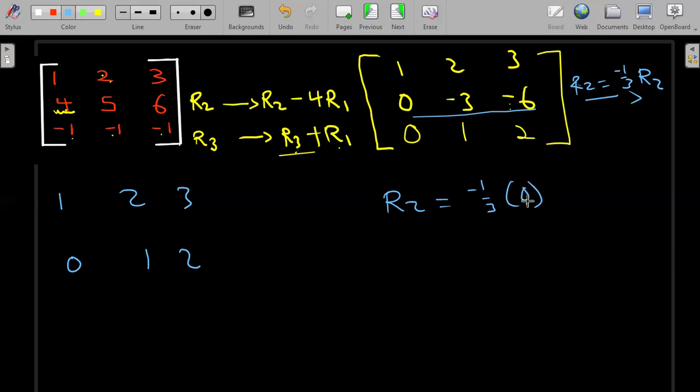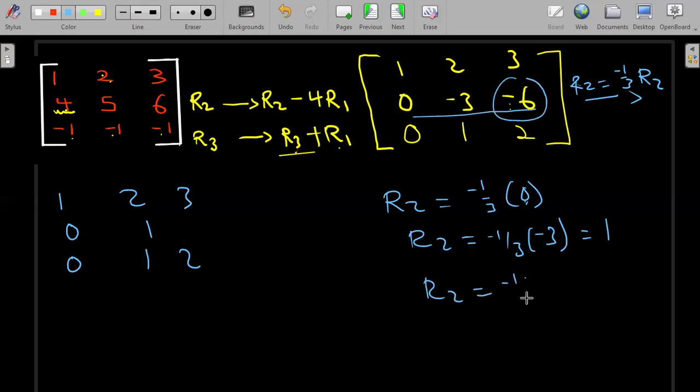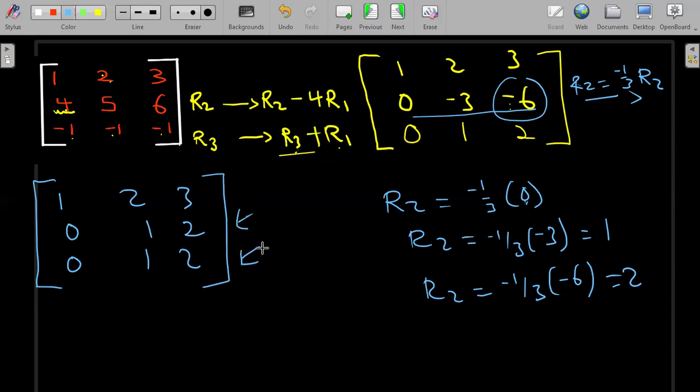So the first one is just 0 there, so this will remain 0. And then the other one, row 2 equals minus 1 over 3. Here we have minus 3, so I'll put 1 there. And then this one is minus 6. So row 2 there will be minus 1 over 3 times minus 6. So this will just be what? 2. So there I'll have 2 like that. Right, so we can see that these two rows, row 2 and row 3, are just the same.